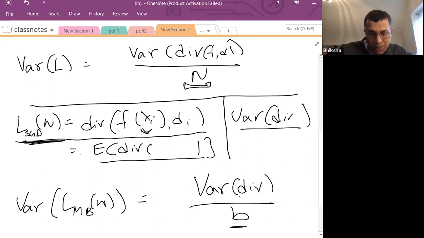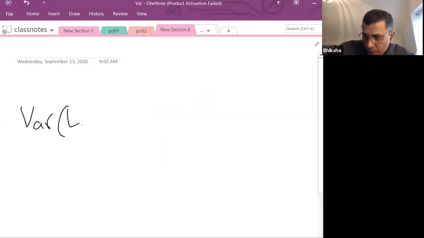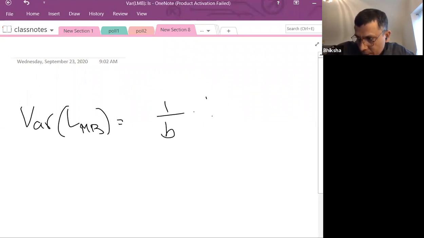In every case, you're going to be dividing by the size of the batch that you are using. In the case of stochastic gradient, that batch size was 1. In the case of batch training, it was n. In the case of mini batches, it is b, right? So the variance of the mini batch loss is going to be 1 over b times the variance of the SGD loss.